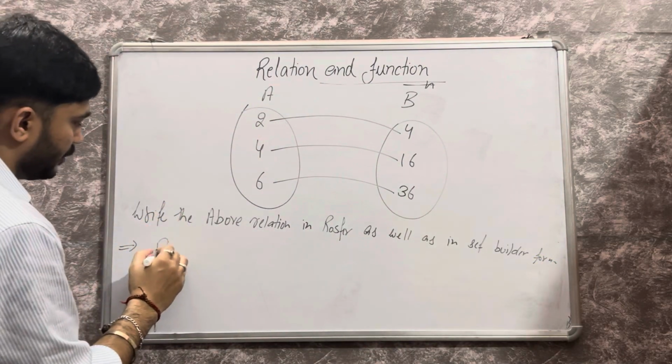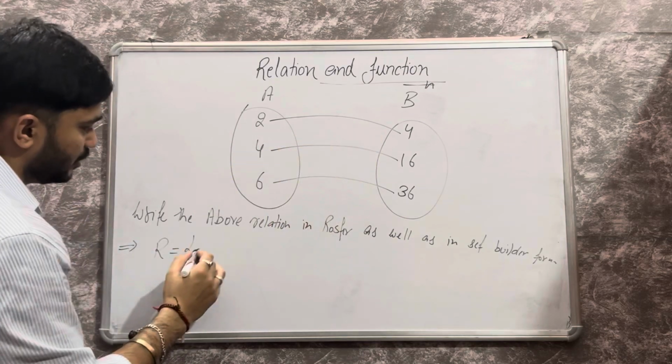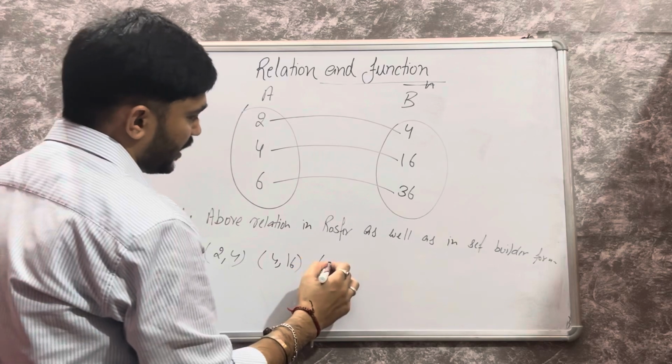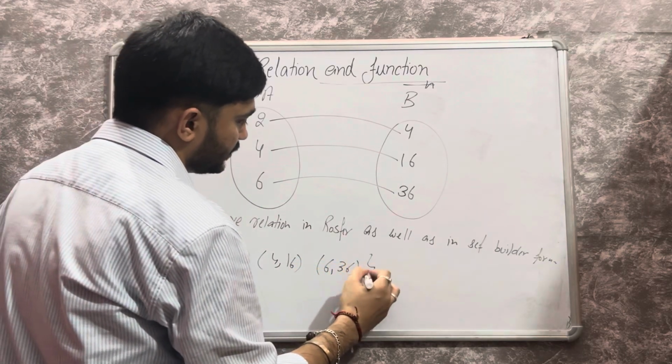Firstly, in roster form you have to do nothing, just write the pairs, that is 2 is connected to 4, 4 is connected to 16 and 6 is connected to 36. That's it.